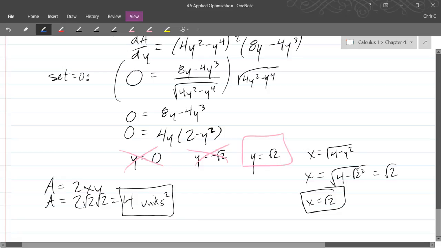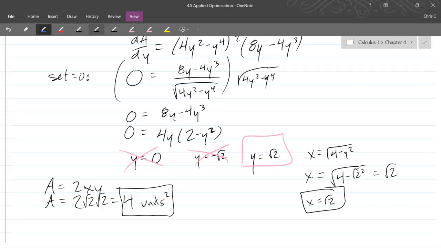So you want to be careful on this problem. We got multiple critical values, but only one that actually made sense. So y equals 0 was a critical value, but that would make the area 0, which we didn't want. And negative square root 2 would also make our area negative. We didn't want that either. So most of the word problems, whether they're related rates or optimization, are going to have values that make sense and values that don't. And really, in optimization, you'll have to decide what are the bad values that don't make sense as answers.